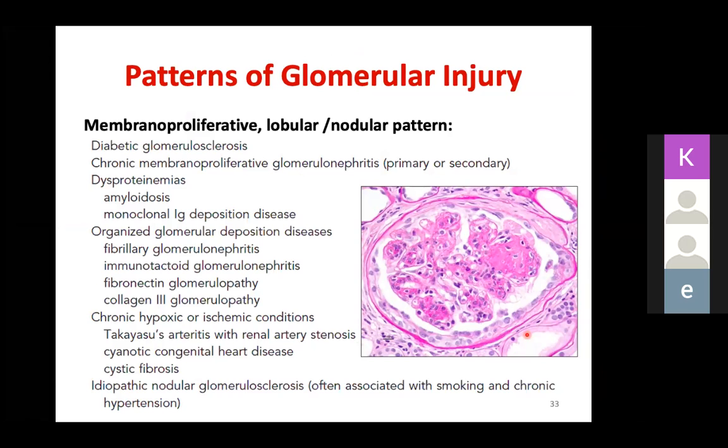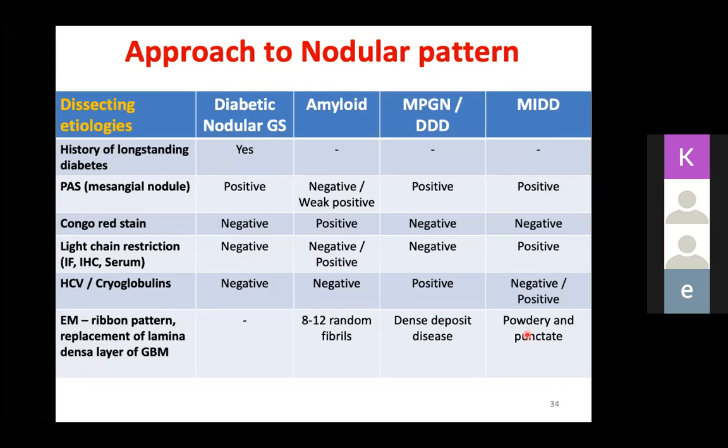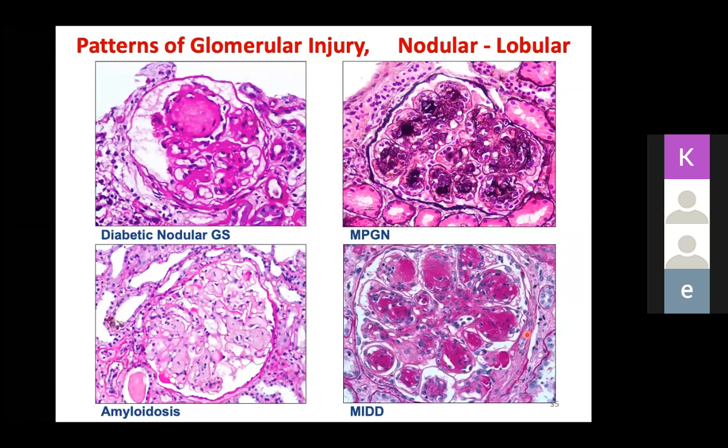So this I think we have already done. I can go a little fast here. And now, just to repeat, this is an MPGN pattern. This is also a lobular pattern. These are examples of lobular accentuation or nodular diseases. So when you have abnormal and reduplicated membrane, it is termed an MPGN pattern.